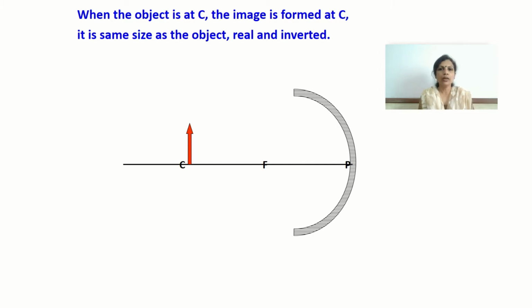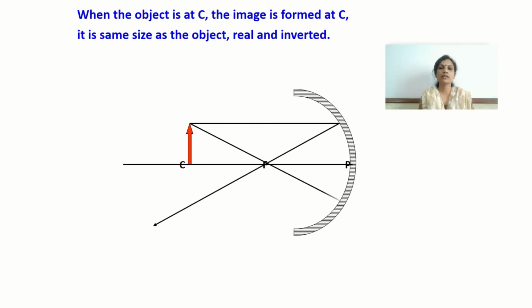Keep the rule in mind, and let's have the first rule. Ray of light parallel to principal axis, after reflection passes through focus F. Second rule, the ray of light passes through focus F, and after reflection it will always be parallel to principal axis. The place where both the rays meet each other, there we get the image. The image is the same size as that of the object. It is real and inverted.